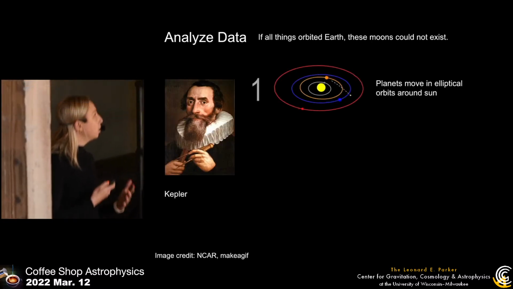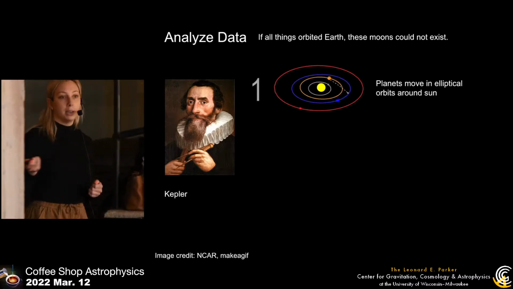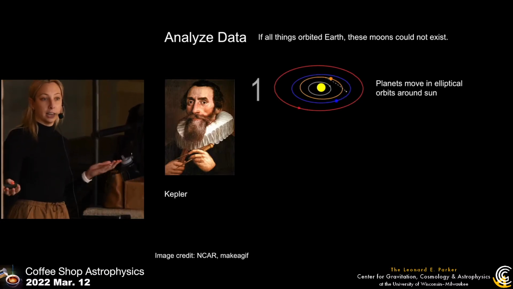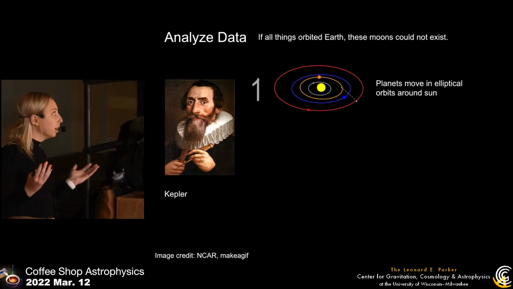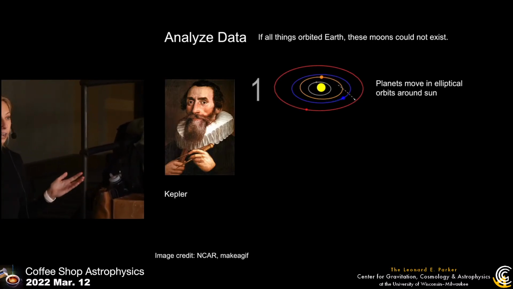So his conclusion when he analyzed this data was that if all things orbited the Earth, these moons could not exist because they are not orbiting the Earth. Therefore, the geocentric view of the Earth being at the center cannot be correct.